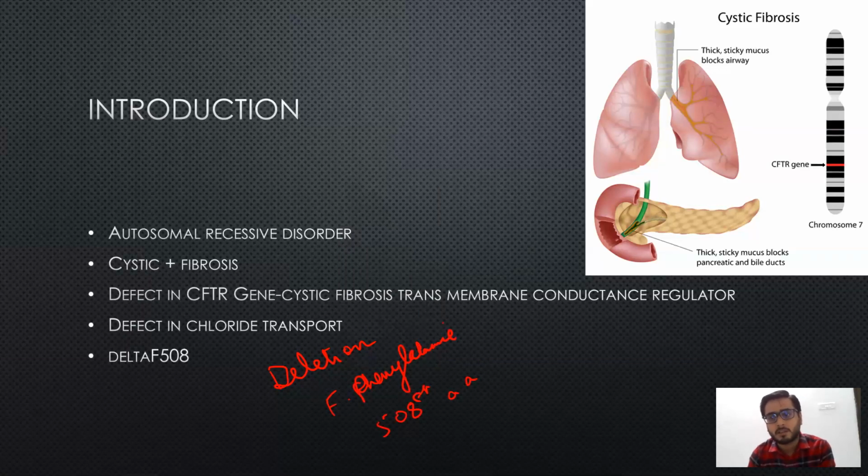Many centers do this single mutation as a test, and many centers check more than 1400 mutations. So it's not that easy to diagnose cystic fibrosis. But when we come to the lab diagnosis and investigation part, we'll see there are many other tests to know that.